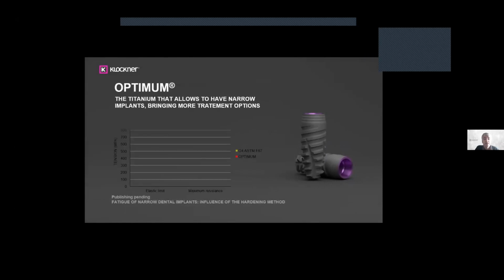The alloy, it's optimum alloy. I have said before, this alloy gives more strength. So it makes that even in very small diameter implants, the resistance of the implant is very high, so it will not break. Of course, we have to think about overloading, but we don't know how much overloading really is. Javier said it before.